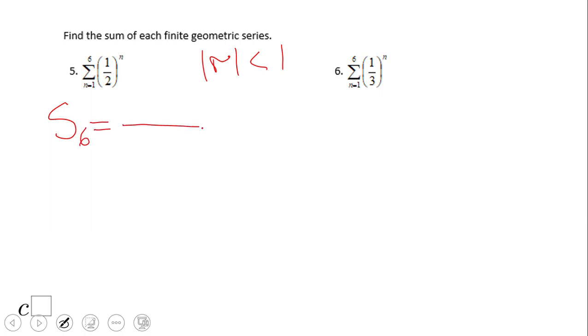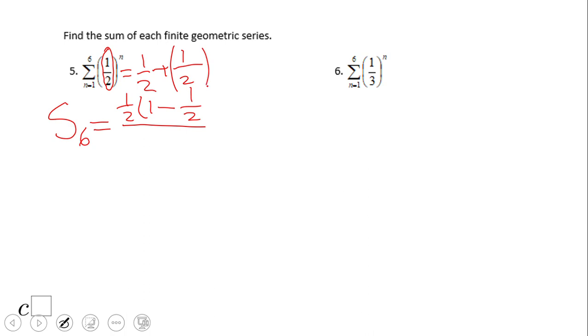And what is the first term here? The first term is going to be 1/2, right? So 1/2 times 1 minus, what is the common ratio? It's still 1/2. This one here is the common ratio. If you want to generate more terms, you can do it. Okay, so that is the common ratio. And then divide by 1 minus 1/2.